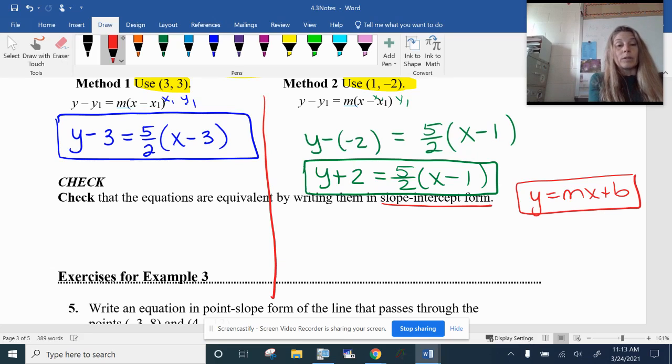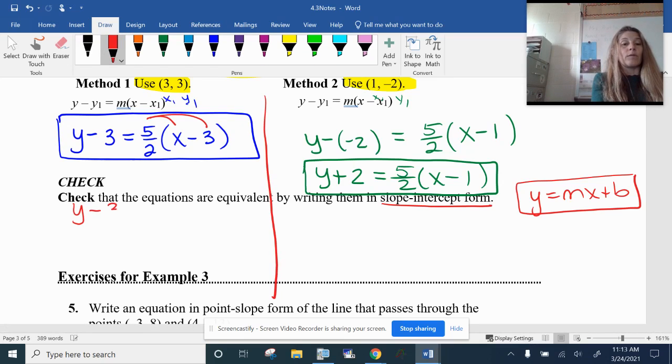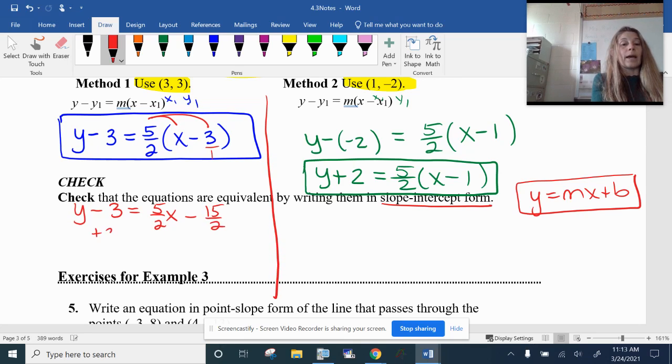So if I want to put this into slope-intercept form, I would first have to distribute the slope to whatever is in those parentheses there. So I still have y minus 3, and then I would have 5 over 2x, and then when I multiply my 5 over 2 by the 3 over 1, I end up with 15 over 2. Then I would add the 3 to both sides. Now I have y by itself equals 5 over 2x, and then negative 15 over 2 plus 3.